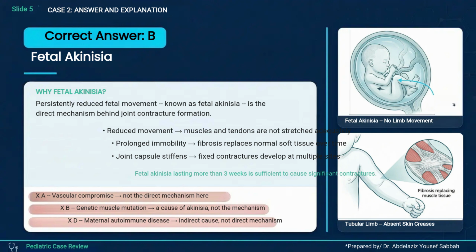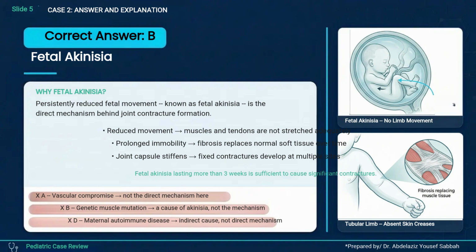Reduced movement means muscles and tendons are not stretched adequately. Prolonged immobility leads to fibrosis, replacing normal soft tissue over time. Joint capsule stiffness results in fixed contractures developing at multiple sites. Fetal akinesia lasting more than 3 weeks is sufficient to cause significant contractures. The tubular appearance of the limbs and absent skin creases are direct consequences of prolonged immobility in utero.